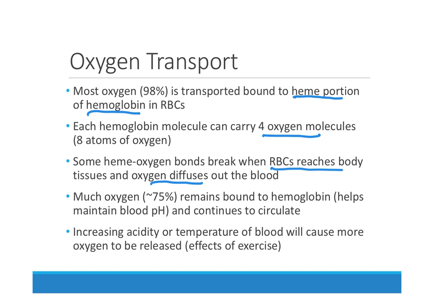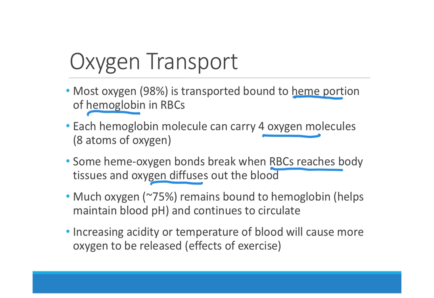Most of the oxygen remains bound to the hemoglobin, which has a couple of positive things about it, and continues to circulate around the blood. That is why you can hold your breath and you don't immediately faint, because there still is oxygen in your blood that can move out of the bloodstream into your body cells, even if you aren't breathing in new air.